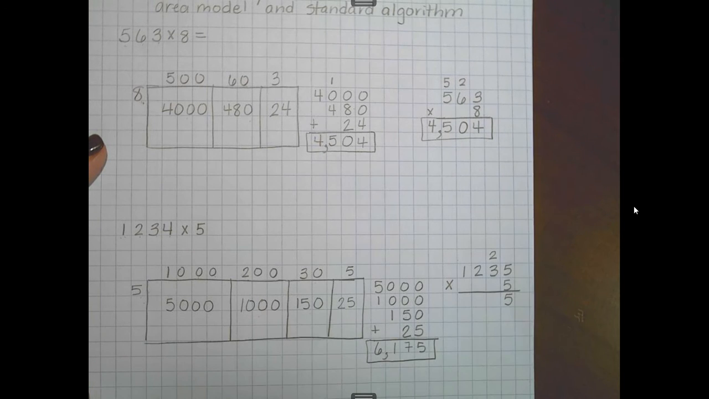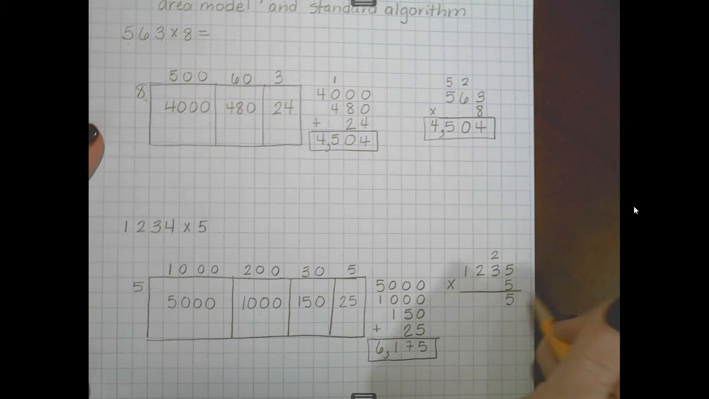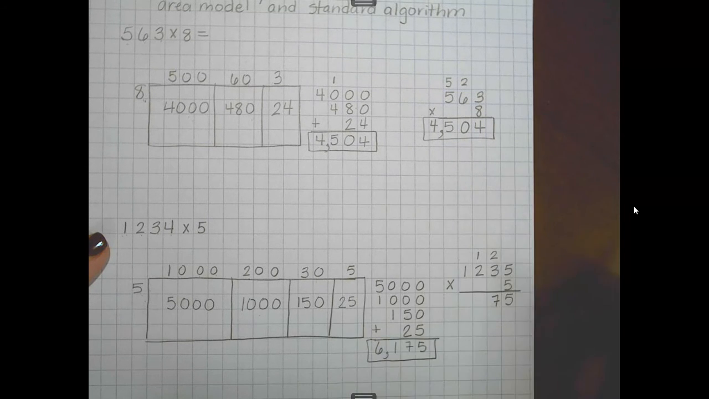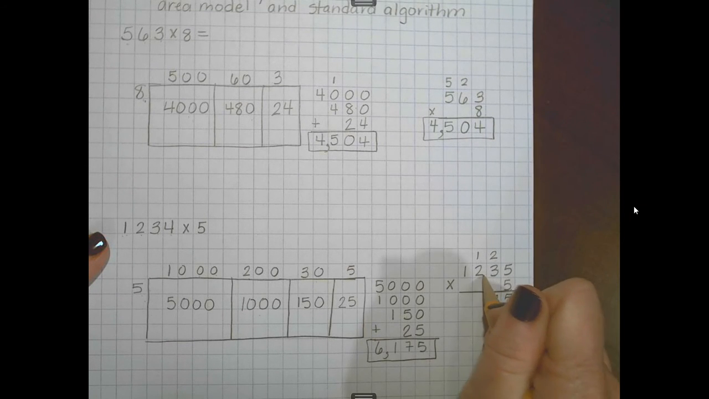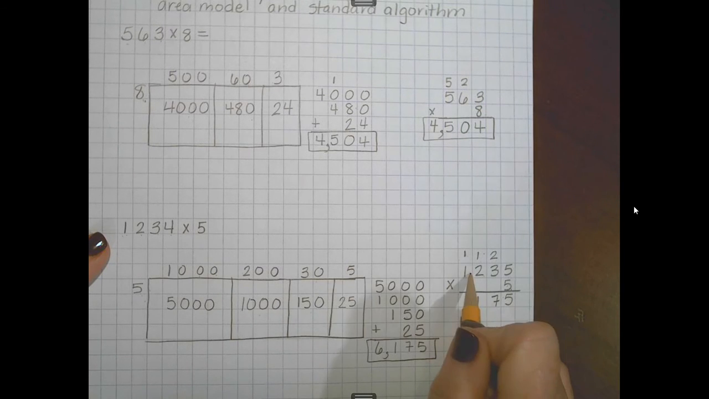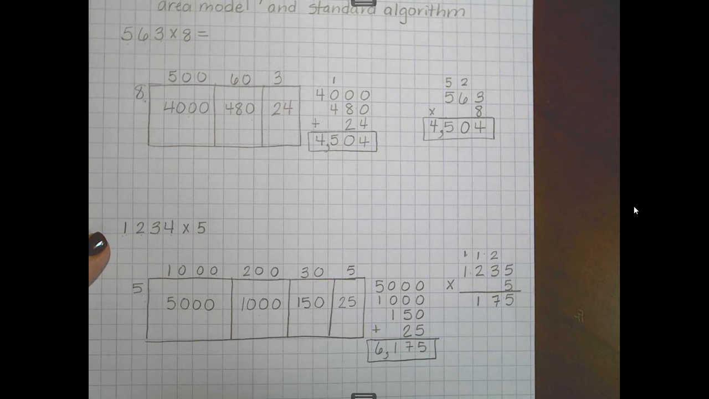We've got to rename those 2 tens that I just carried, the 20 as 2 tens. 5 times 3 is 15 plus 2, 17. 5 times 2 is 10 plus 1 is 11. 5 times 1 is 5 plus the 1,000 we carried is 6.